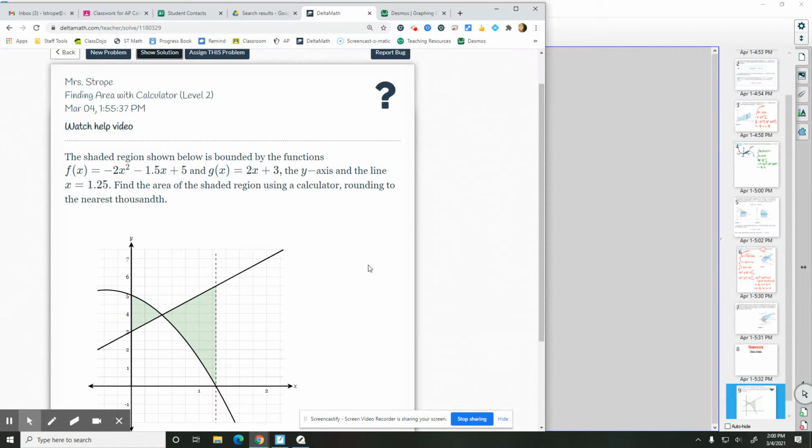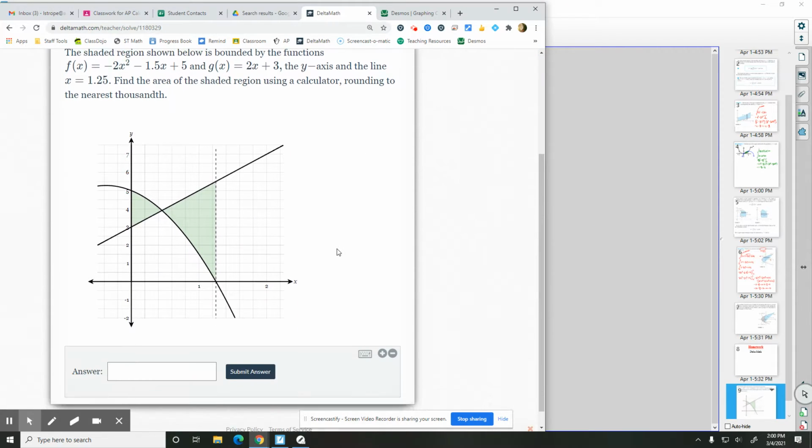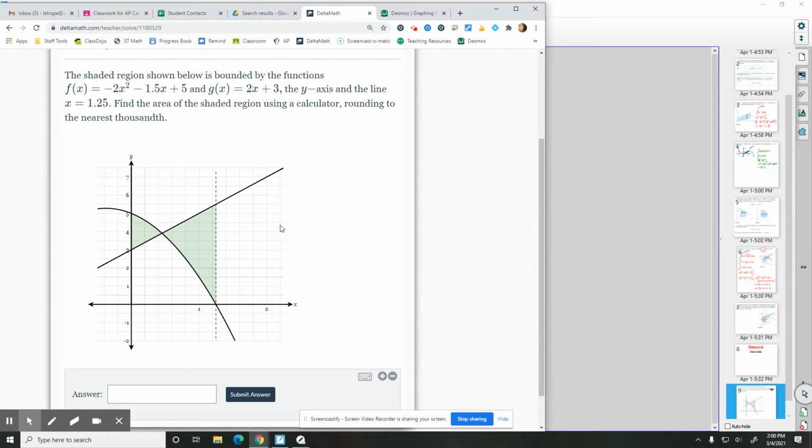Okay, so I wanted to just do an example real quick to show you how you're going to work through this type of question. This is from the second section in your Delta Math assignment. So you're being asked to find the area of all this green space. The weird thing with this is that the graphs actually cross, and so the graph that is above changes in each region, right?